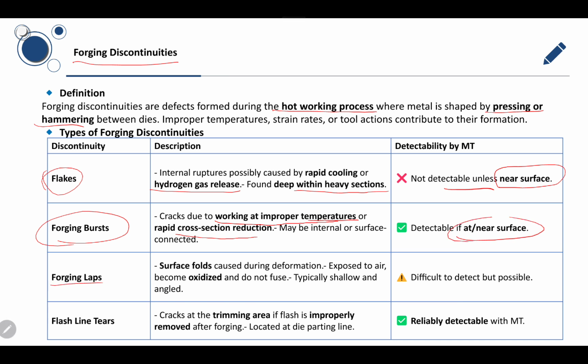Forging laps. These are surface folds formed during deformation. Because they are exposed to air, they become oxidized and do not fuse, typically remaining shallow and angled defects. They can be difficult to detect but are possible with MT. Flash line tears. These are cracks that occur at the trimming area if the flash is improperly removed. They are reliably detectable with MT.